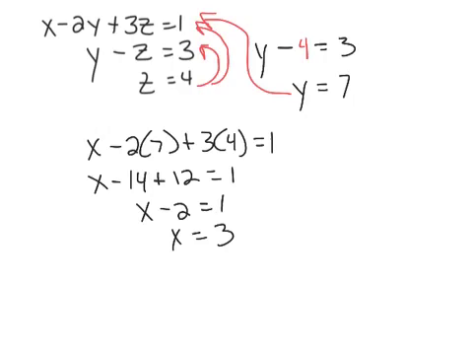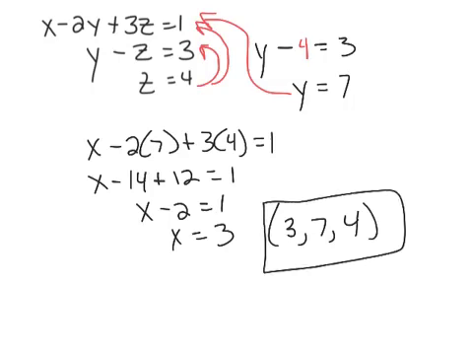You should always substitute back in and make sure that everything works, just to double check your work. But in the end, we write it as a triple. X is 3, y is 7, z is 4. So we'll be doing more examples of that in class. It's a bit confusing at first, but once you get it, it's really pretty easy and straightforward.